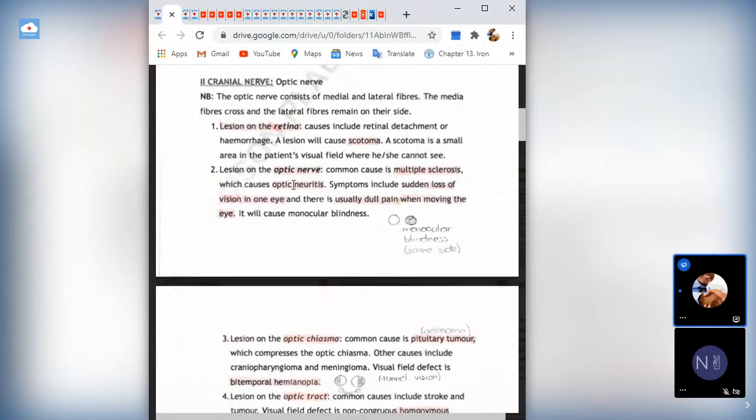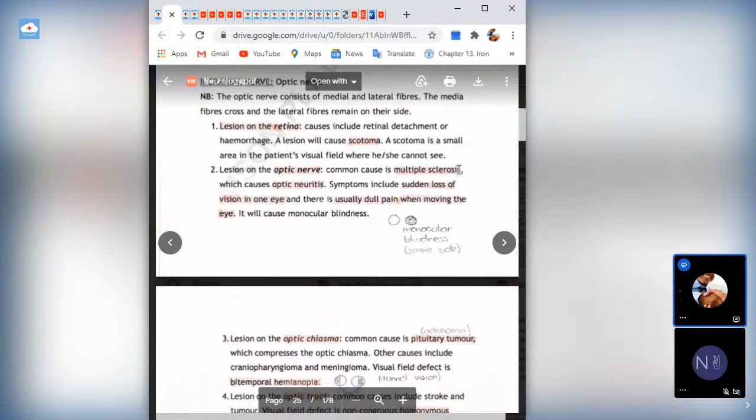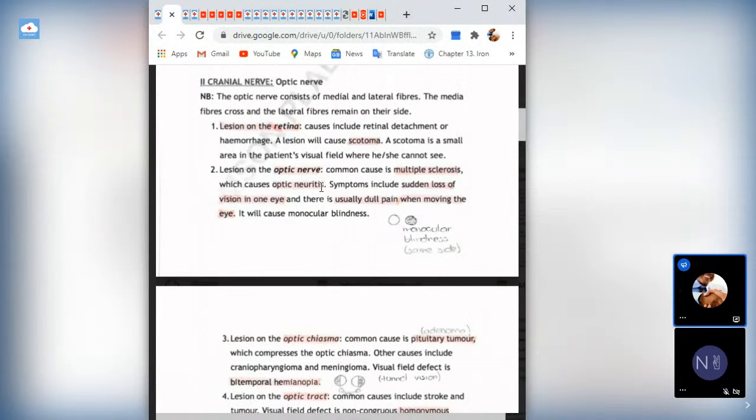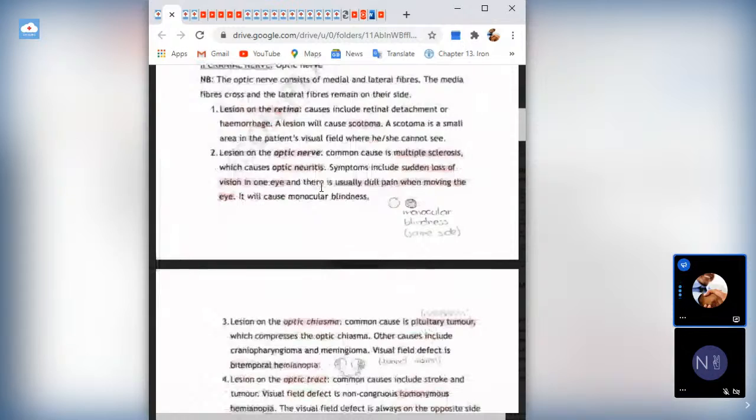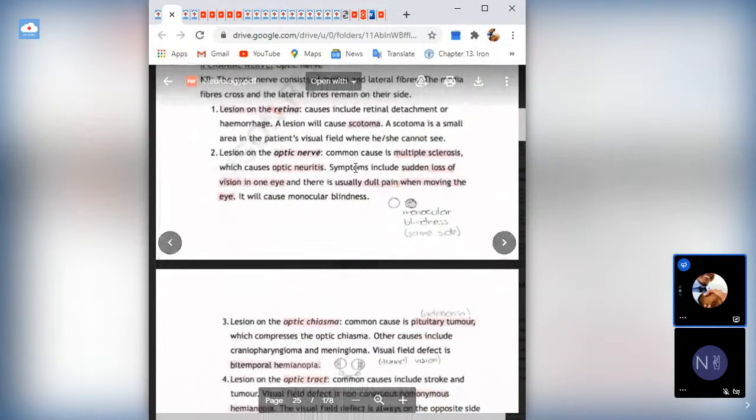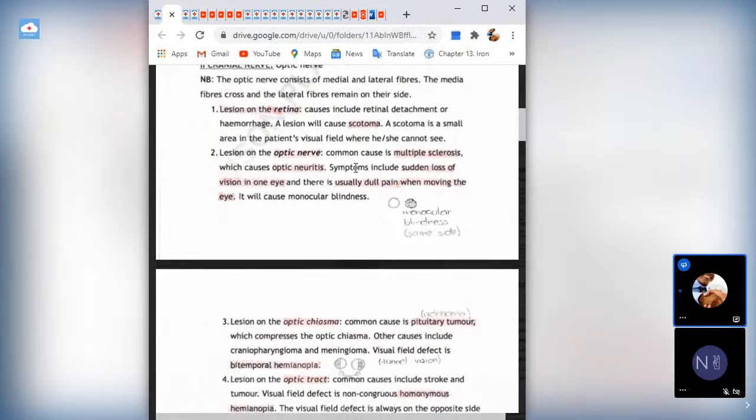A lesion on the optic nerve will cause optic neuritis. A common cause is multiple sclerosis. Another example is NMO, neuromyelitis optica, where you have optic neuritis and also generalized neuritis. So it's a type of multiple sclerosis.